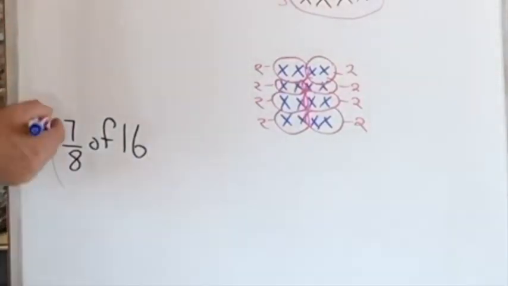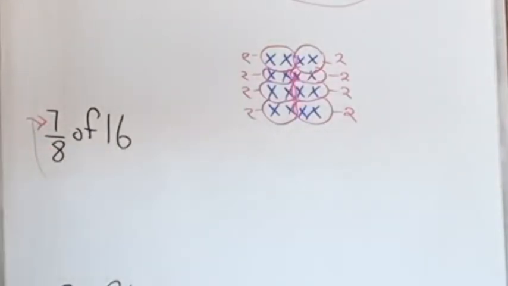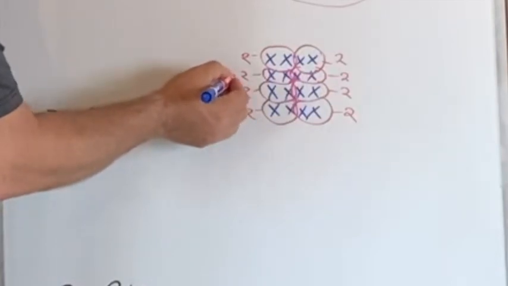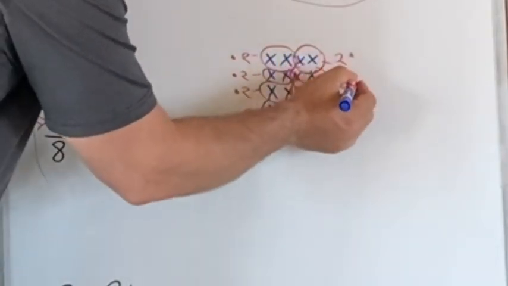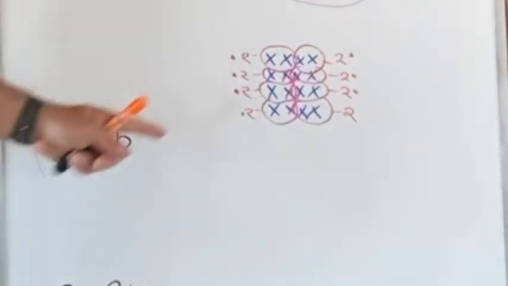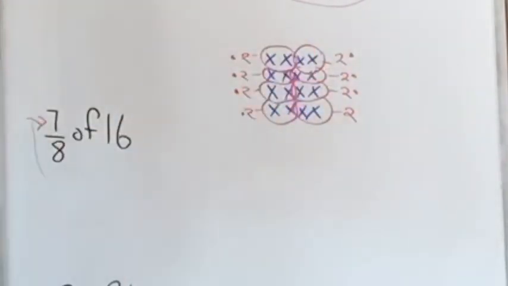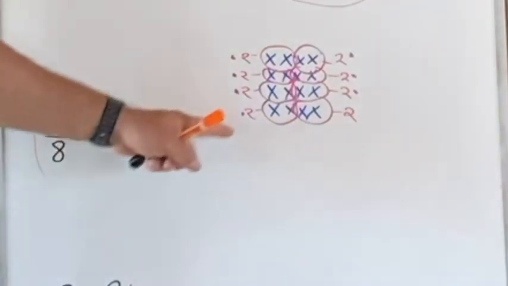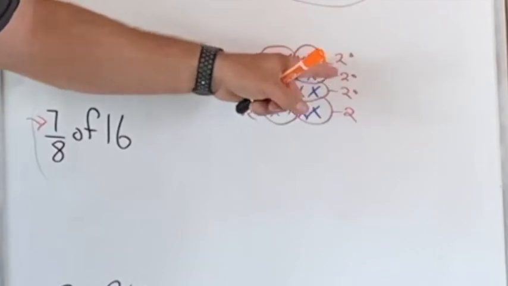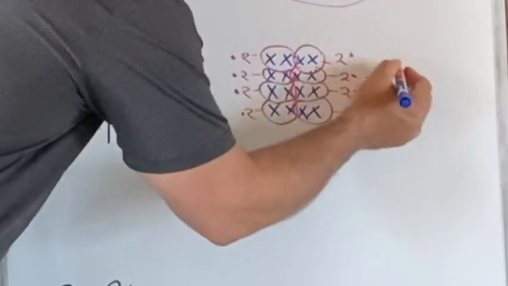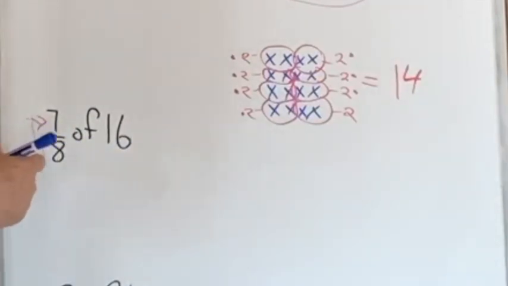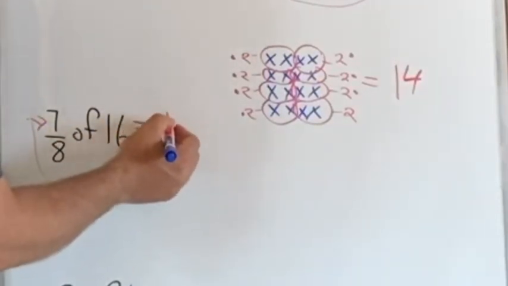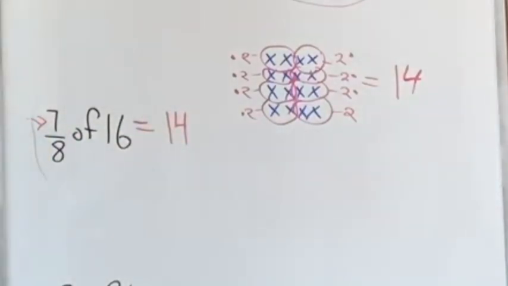How many groups do I want? I go back to my numerator, and our numerator tells us to only use 7 of them. So I'm going to get 1, 2, 3, 4, 5, 6, 7. Excellent job. Now I'm going to count those. 2, 4, 6, 8, 10, 12, 14. So 7/8 of 16 equals 14. Excellent job.